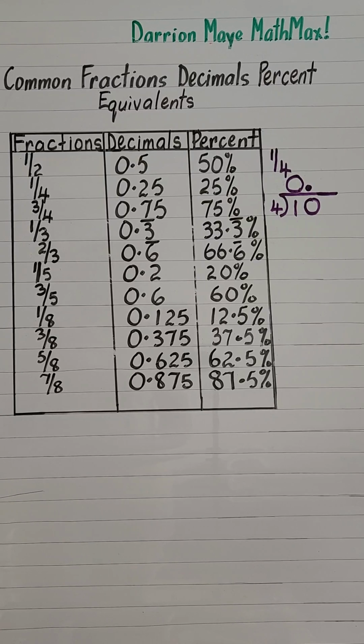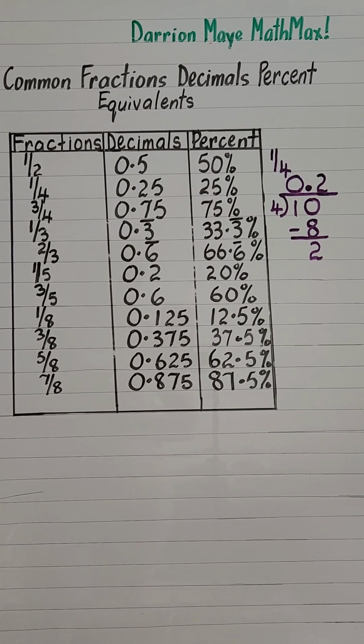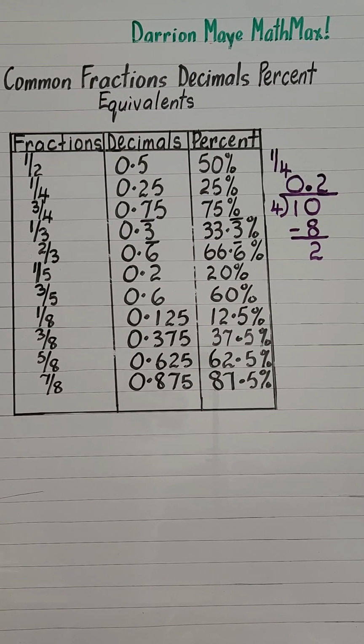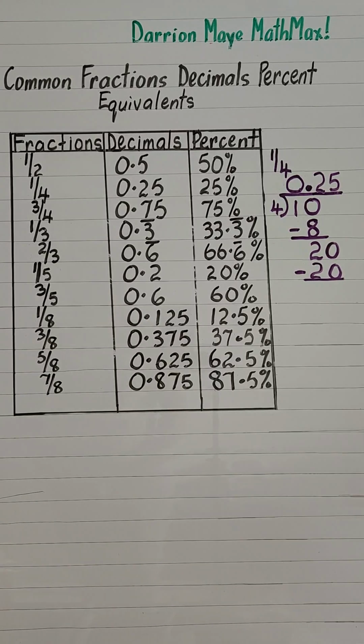How many times can 4 go into 10? And that is 2 times. 2 times 4 is 8, and we subtract and we will get 2. 10 take away 8 is equal to 2. Now it's a decimal, so we can continue to add zeros. How many times can 4 go into 20? And that is 5 times, and we multiply. 5 times 4 is 20. And therefore, a quarter as a decimal is equal to 0.25.